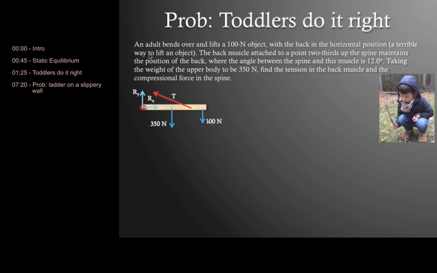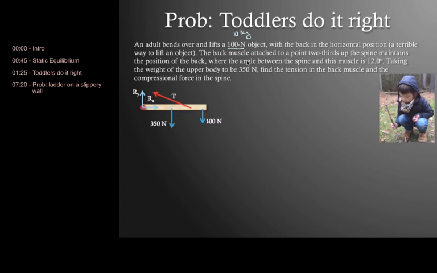All right. So here we're going to be considering a problem where we're bending over to pick an object up. We're just picking up a 100 Newton object. So this is about 10 kilograms, right? So not very heavy. And we're going to be picking it up with our back horizontal, which is not a good way to pick things up. And we're going to find out why that is.